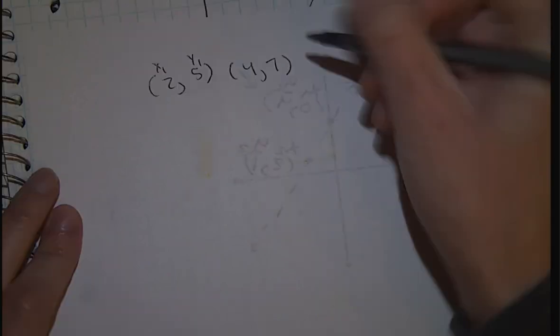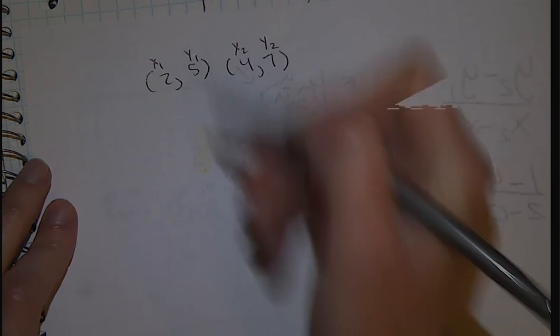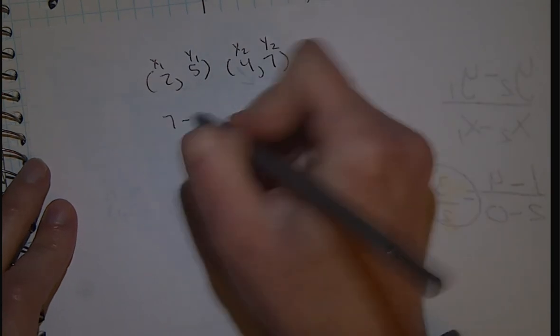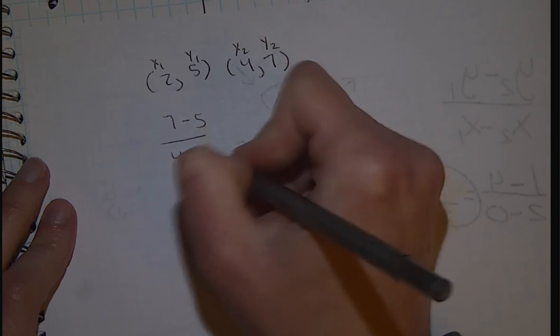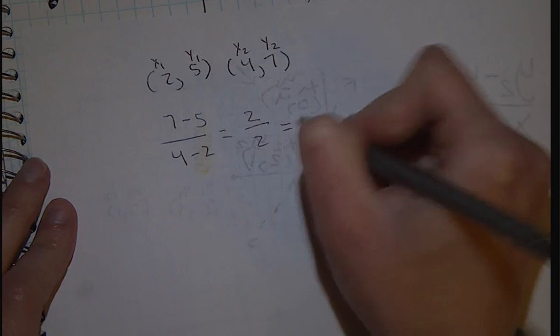So Quick Check 4, the first one was 2, 5, 4, 7, and you need to find the slope. So I'm going to say, okay, this is x1, y1, x2, y2. So what you should have done when you plugged them into your formula is done 7 minus 5 over 4 minus 2. 7 minus 5 is 2, 4 minus 2 is 2, 2 over 2 is 1. So the first slope is 1.